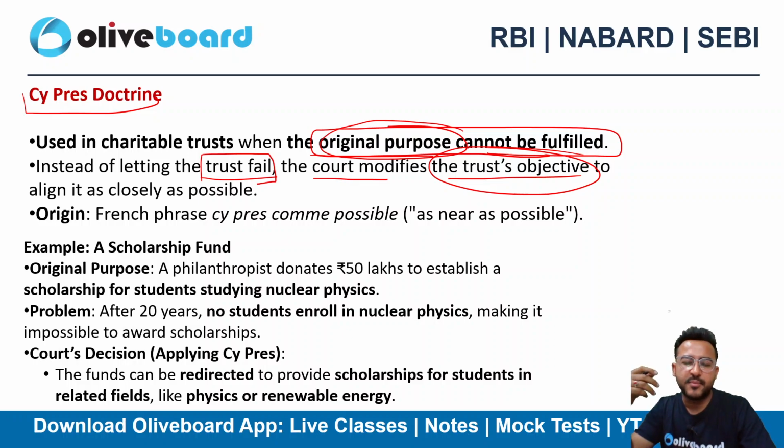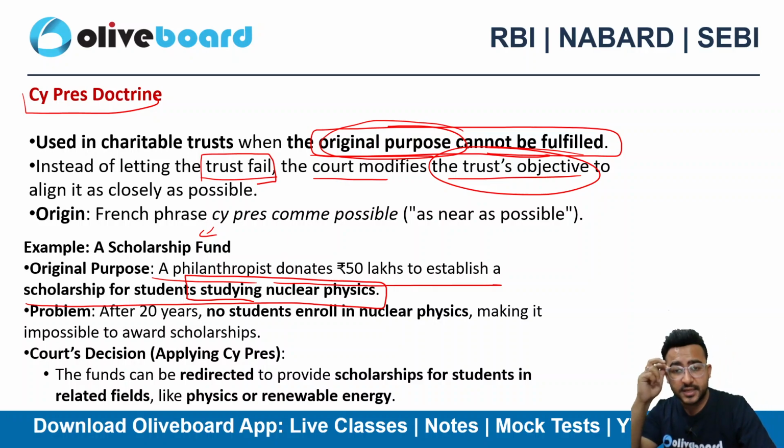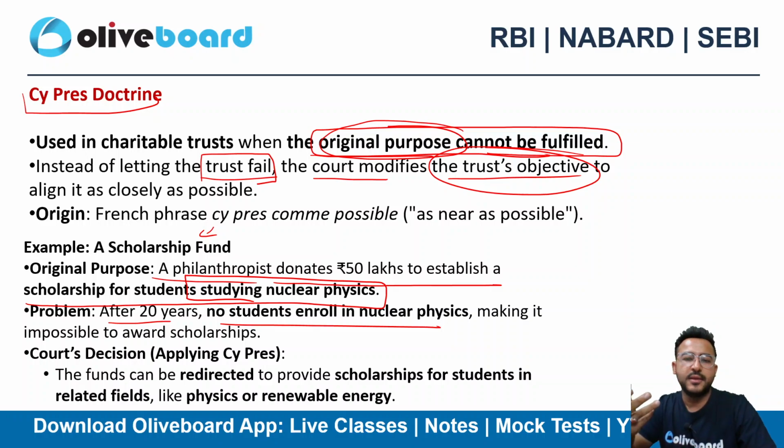Let's understand this with the help of an example. A scholarship fund. What was the original purpose of a scholarship fund? Somebody donated 50 lakh rupees to establish a scholarship for students studying nuclear physics. So the person was generous enough to give a donation of 50 lakh rupees for students studying nuclear physics. Now after 20 years, no student has enrolled in nuclear physics. The sole purpose of the trust is defeated. We don't have any enrollment for nuclear physics. Now this makes it impossible to award scholarships, right? I cannot use that 50 lakh.